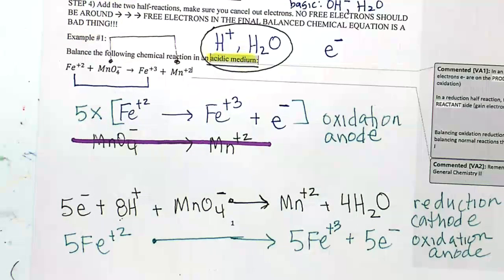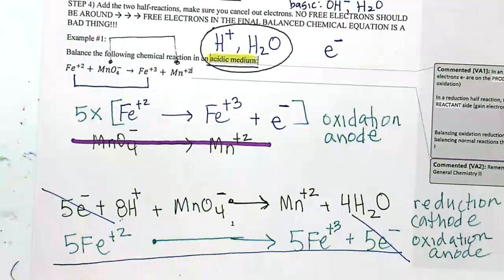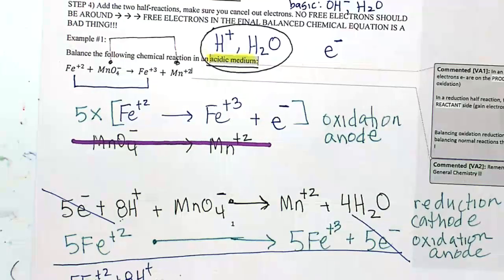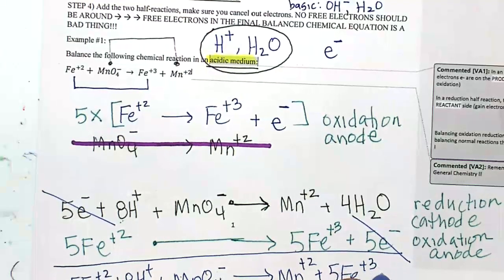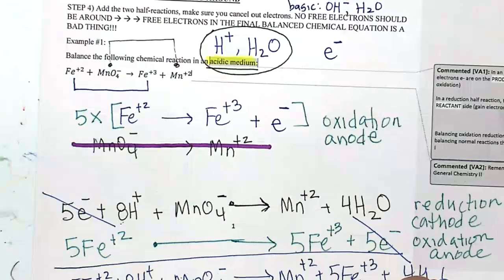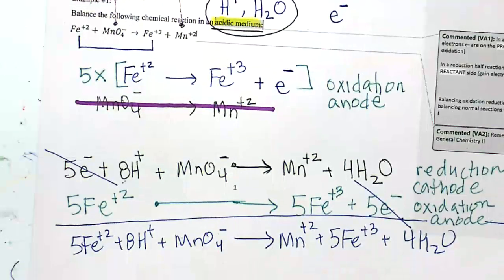I will cancel out the 5 electrons here, and I'm left with my net equation, oxidation and reduction coming together: 5 Fe plus 2 plus 8 H plus plus MnO4 minus goes to Mn plus 2 plus 5 Fe plus 3 plus 4 H2O. This should be our correct answer.